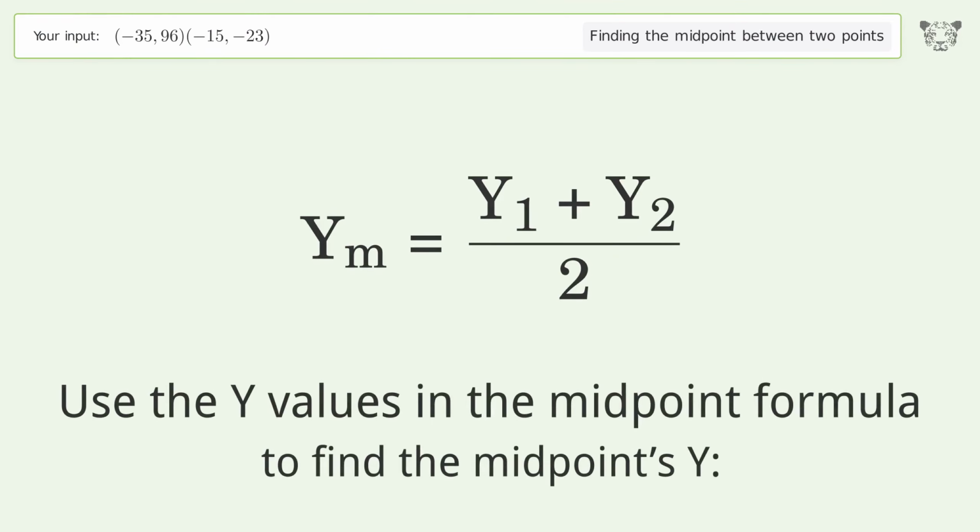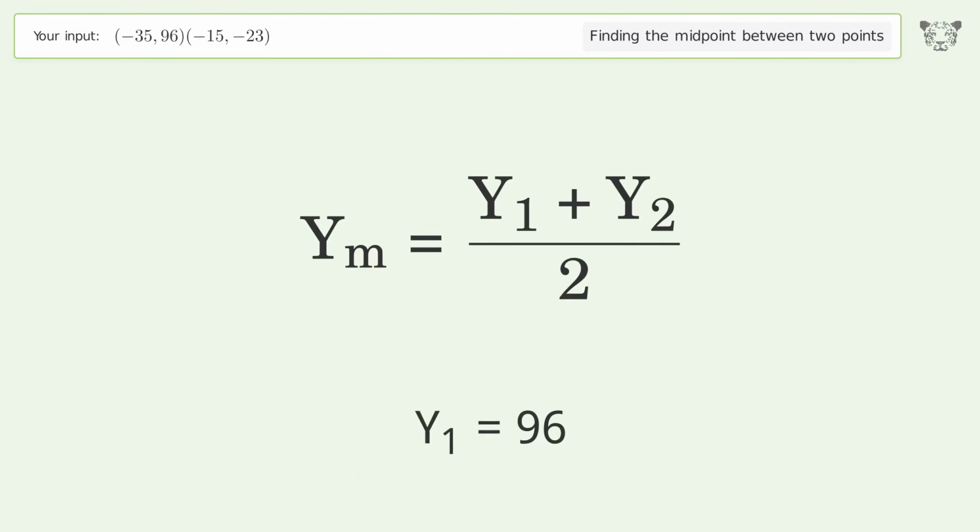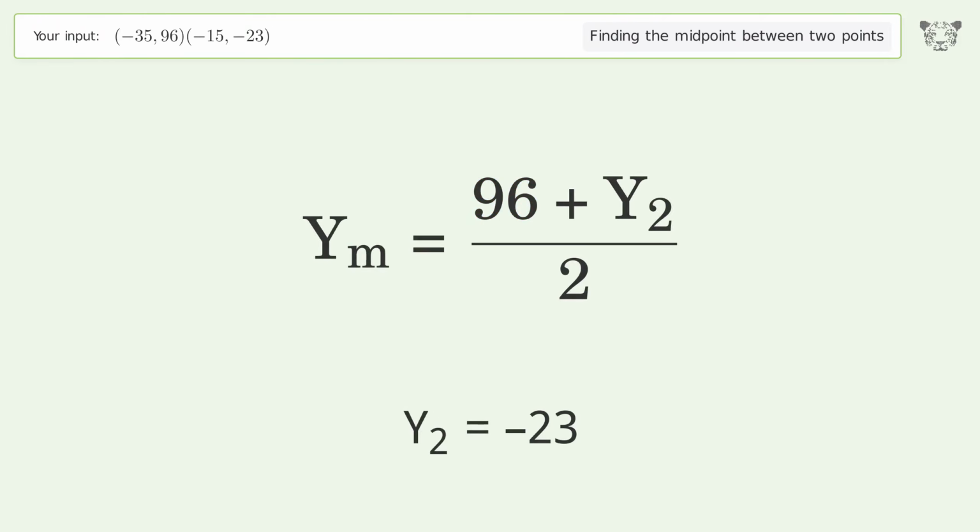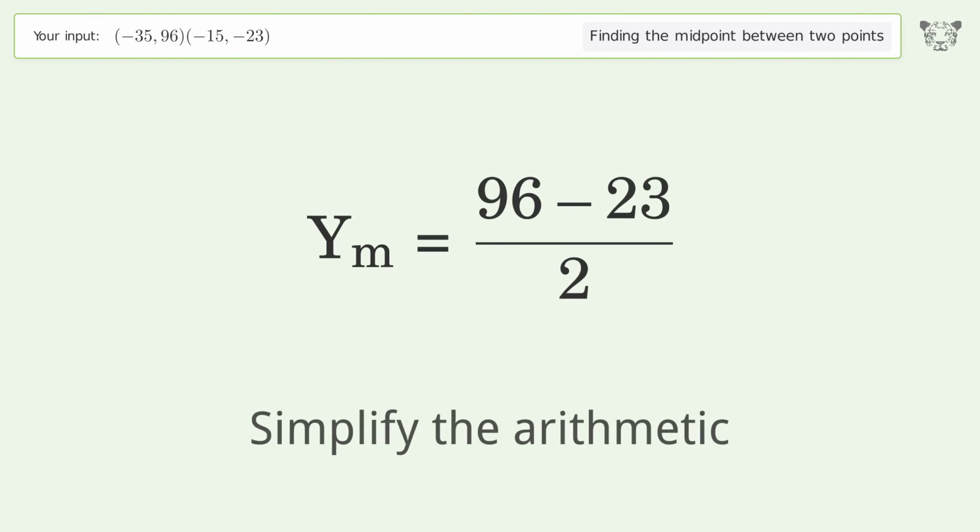Use the y values in the midpoint formula to find the midpoint's y. y1 equals 96. y2 equals negative 23. Simplify the arithmetic.